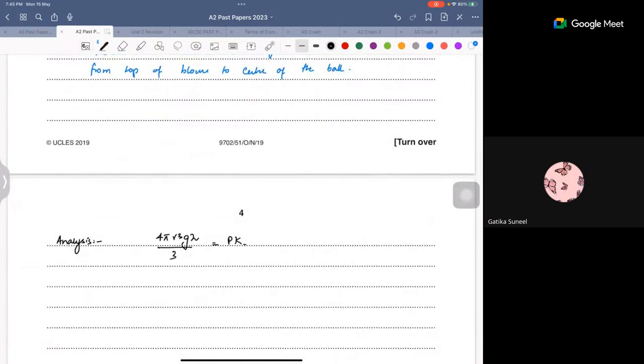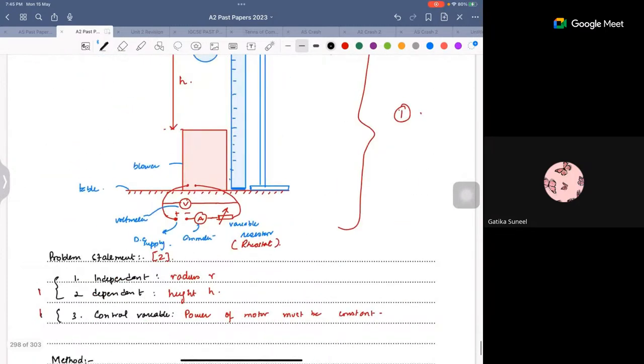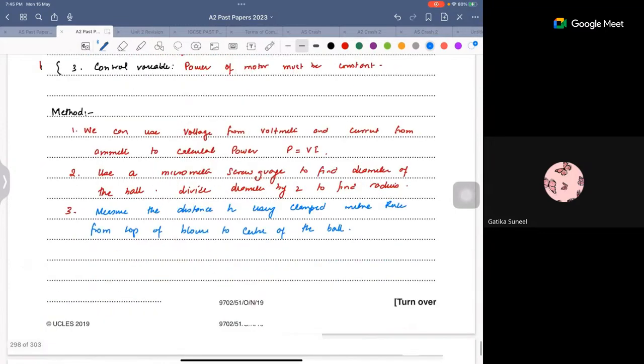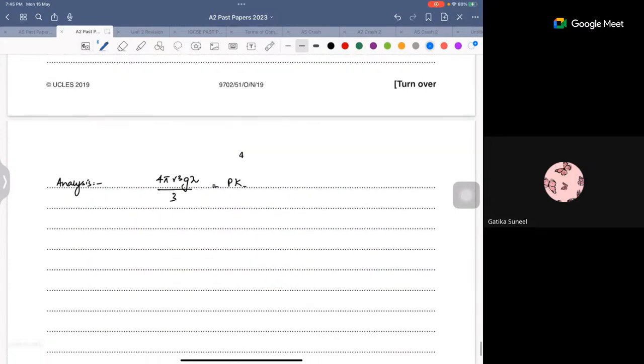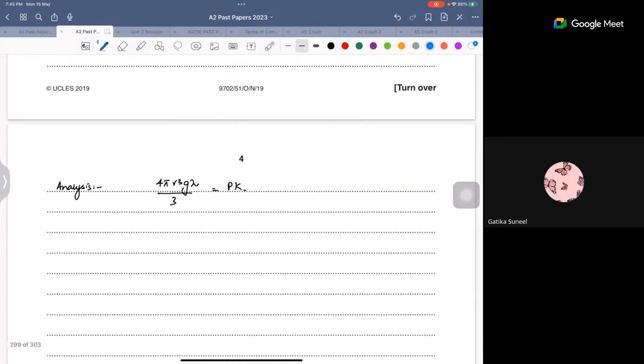Now what you're going to do is, because you have to draw this graph, whatever is independent is always put on the x-axis, and the dependent is always put on the y-axis. This is a physics convention, so you have to follow the same convention. Okay, so we have to make r as x-axis and h as y-axis. So we're going to rearrange the equation.